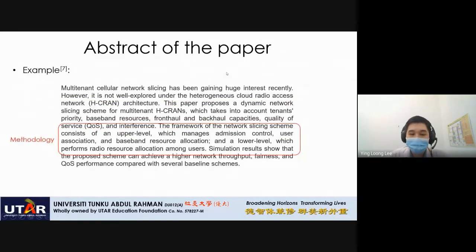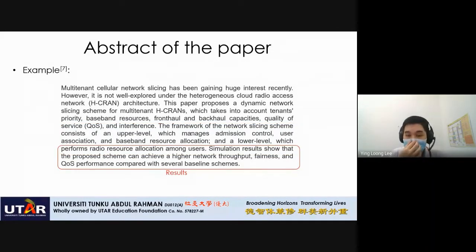And then here they talk about the methodology, how they achieve the objective or how they develop the proposal, develop the proposed scheme. So they say the framework of the scheme consists of an upper level, which does the management of emission control, user association, and so on. And then another level, lower level, to perform other tasks, radio resource allocation, and so on, right? So this is the methodology part.